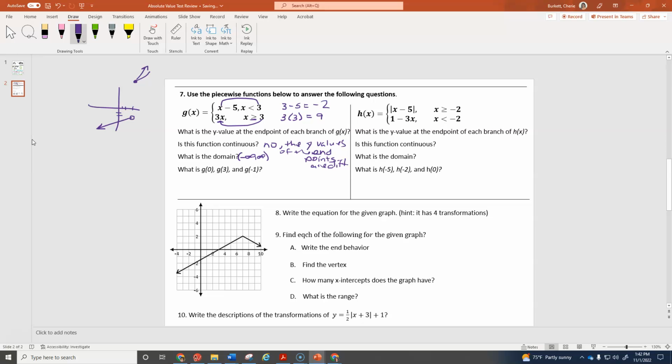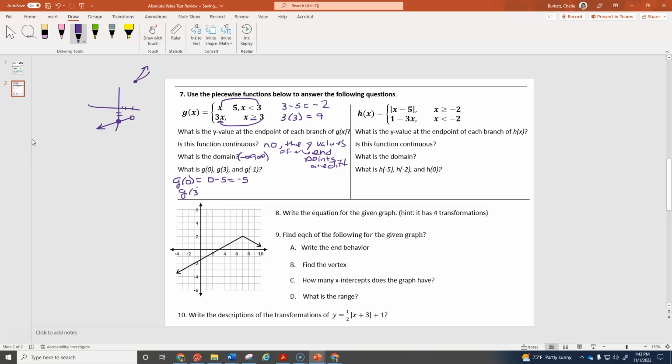And then find g of 0, g of 3, and g of negative 1. So that means I'm going to plug in 0. But I've got to figure out which branch to plug it into. This one says I can plug in numbers that are smaller than 3. Is 0 smaller than 3? Yes. Then I'm going to plug 0 in and simplify. So g of 0 is negative 5. That means I have a dot at 0, negative 5.